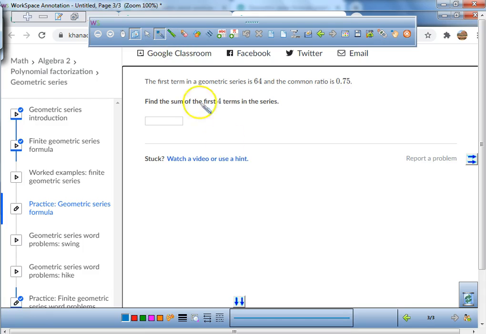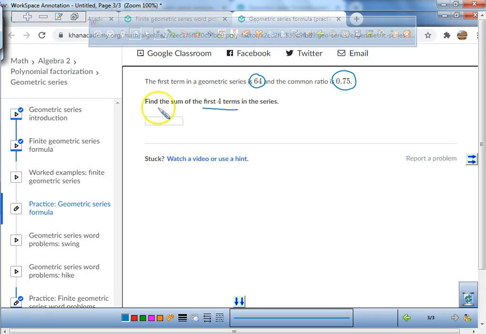So on this one, let's go ahead and take a look at it. It says the first term is 64. The common ratio is 0.75. Find the sum of the first 4 terms. Now, 4 terms is not that hard. You could do this without a calculator, okay? You could probably just write them down and take care of it. But I want you to get practice using the sigma notation.